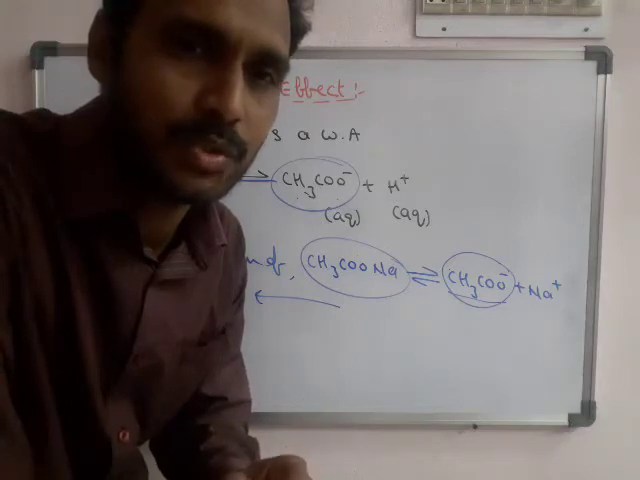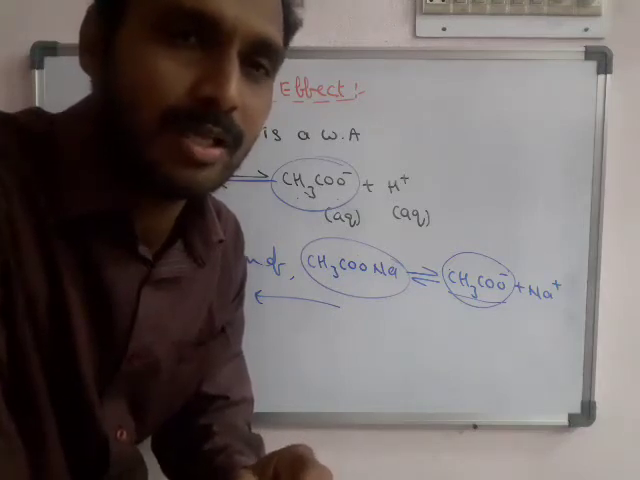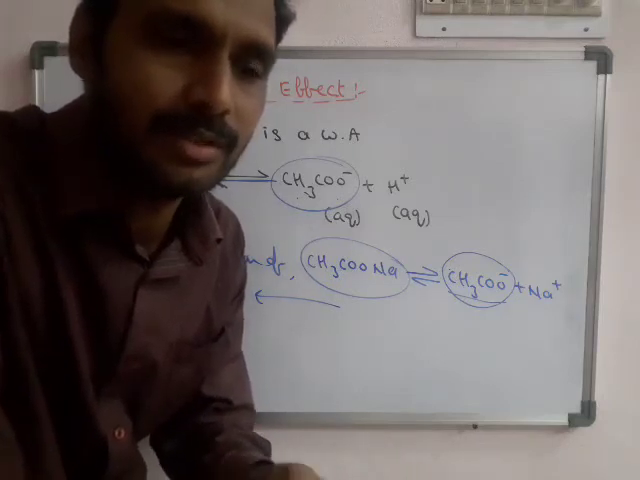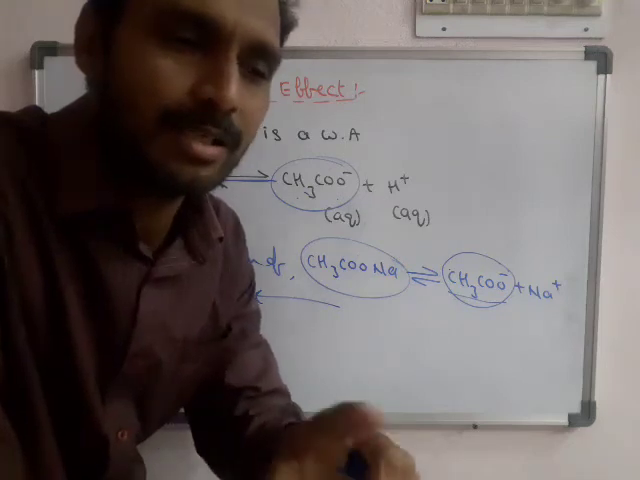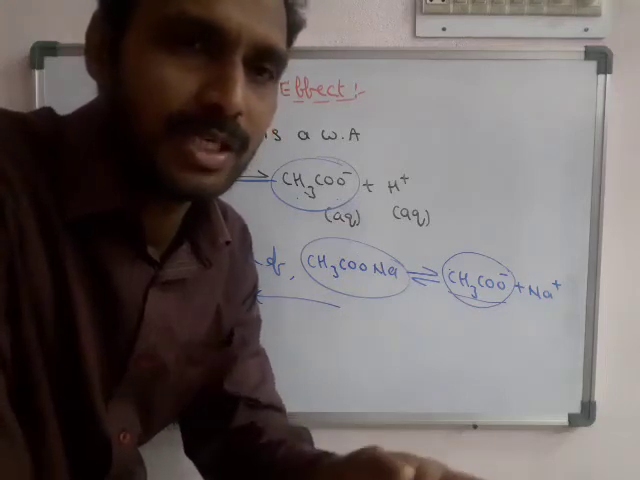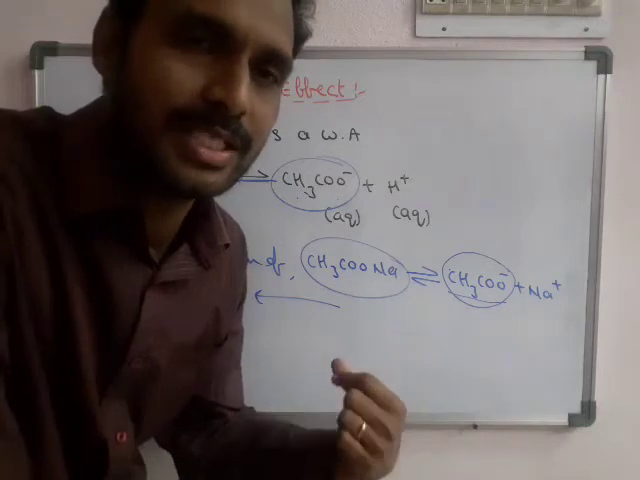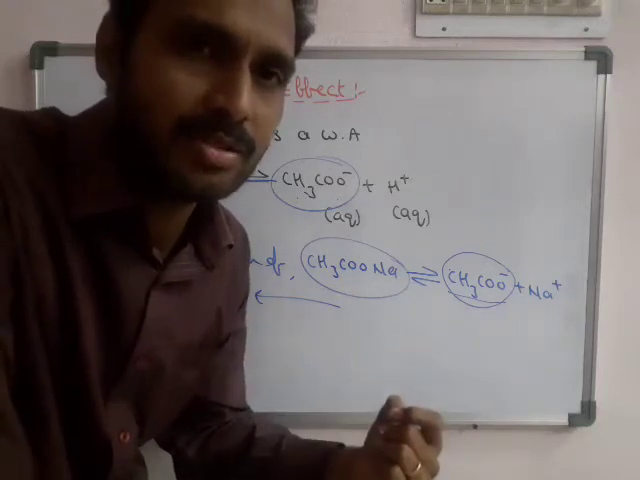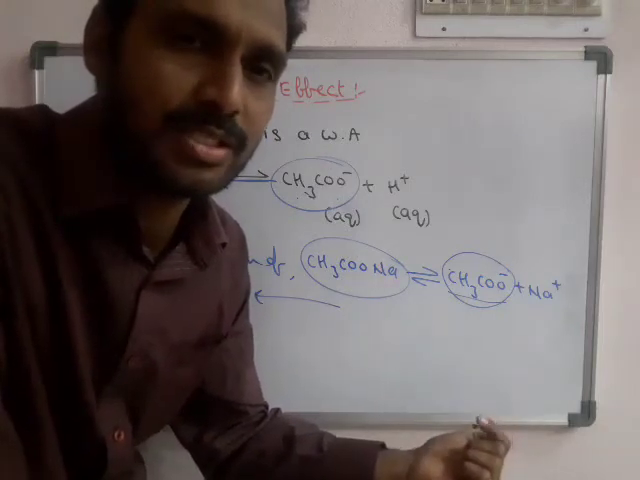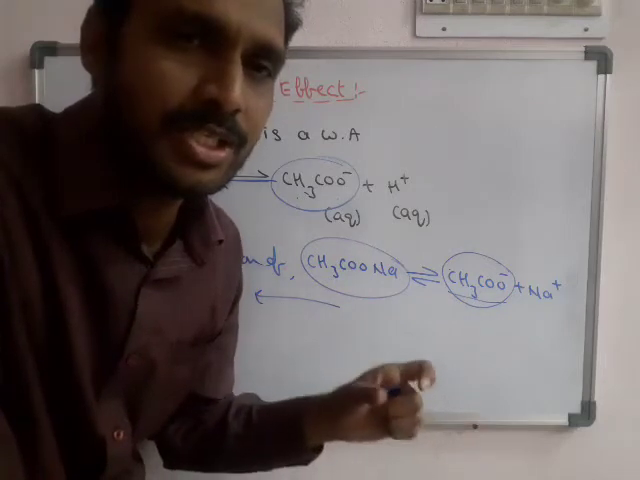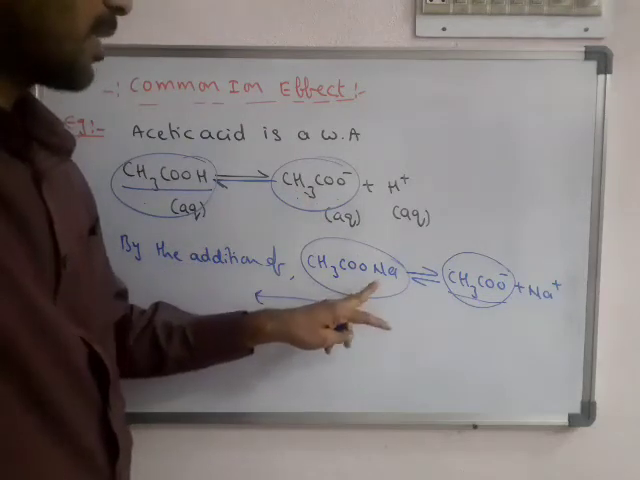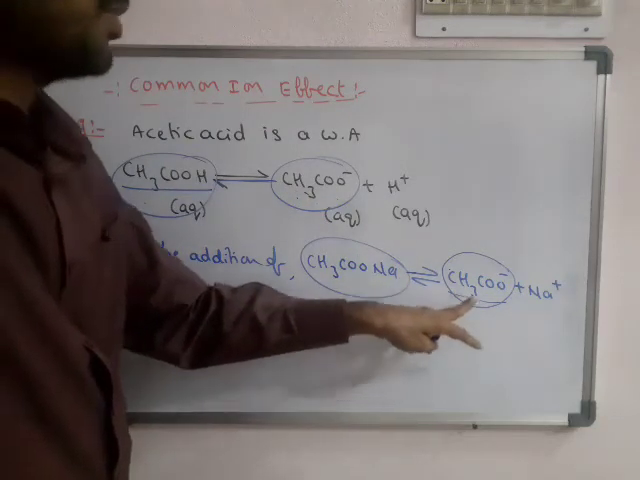We know that according to Le Chatelier's principle, if there is any change in pressure, temperature or concentration at equilibrium, the equilibrium shifts to cancel that change. If you increase the concentration, it goes towards decreasing the concentration. If reactant concentration increases, it goes to the forward reaction. If product concentration is increased, it goes to the backward reaction. So here, with acetic acid, the common ion we add through an additional salt is the acetate ion.